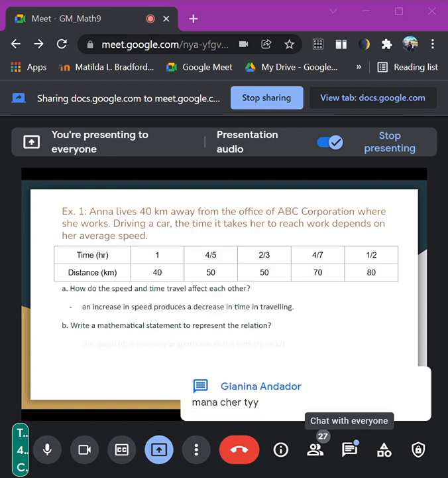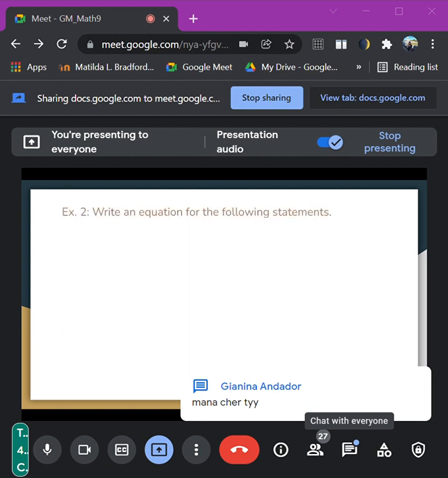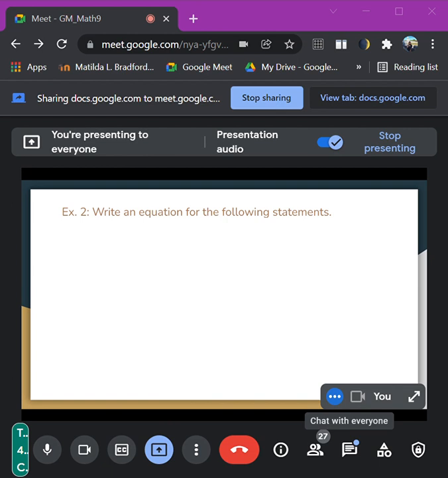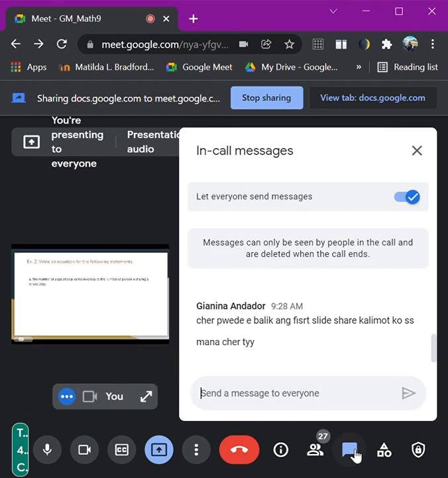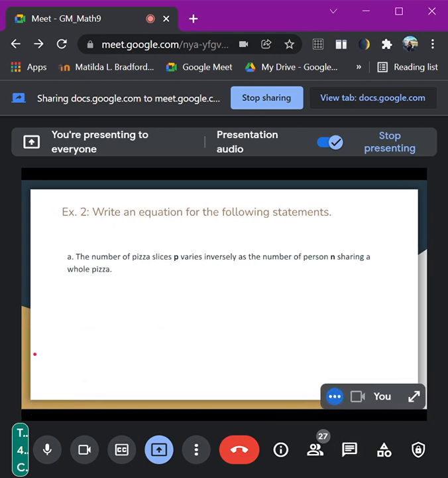Okay. Now, let's go to our example number 2. So this time you're going to practice how to write an equation for the following statements in our inverse variation. I have here some problems and then you are going to make it into an equation. The number of pizza slices, P, varies inversely as the number of persons, N, sharing a whole pizza. So how are we going to write that one, class? It's the same again. Yes? P equals K divided by N.